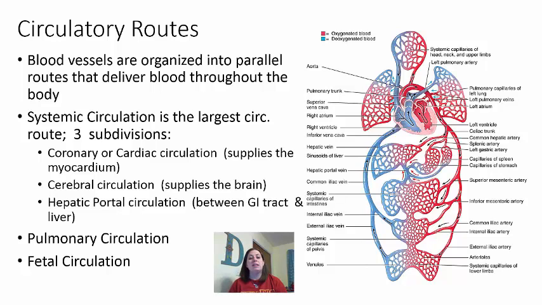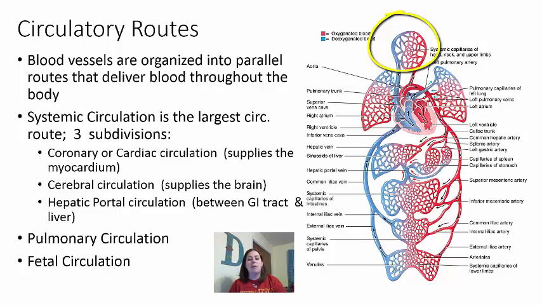All right, we see that systemic circulation is the largest circulation route here, and it's going to be in 3 subdivisions that we're going to focus in on. You have the coronary subdivision, which is to the heart itself. It supplies oxygen and nutrients to the myocardium. You have the cerebral circulation, which supplies the oxygen and nutrients to the brain, which you can see here.